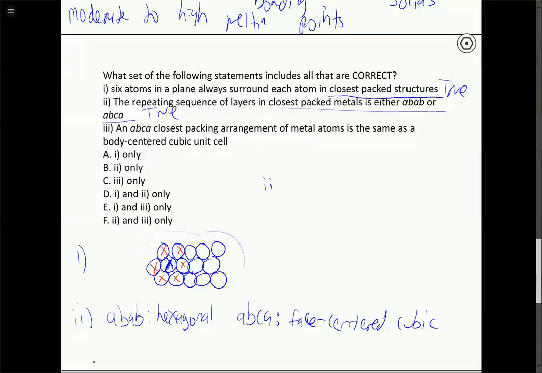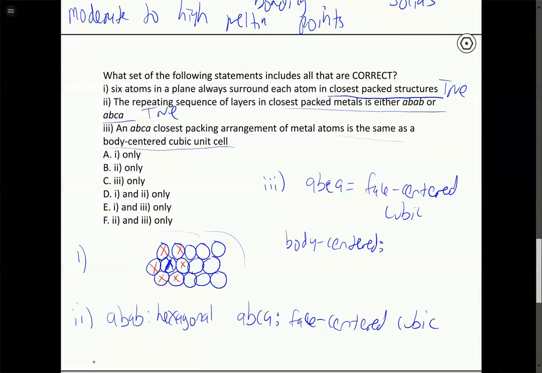And then finally for number 3, ABCA is the same as body-centered cubic, and where ABCA is going to be face-centered cubic. Body-centered is another type of AB, but it's not close packed. In that case, there's a space between the atoms.